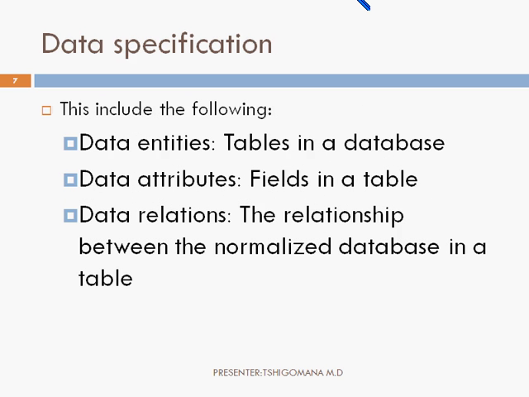Data specification. Now, in data specification, you must include the following. You must include data entities, data attributes, data relations. Now, what are these data entities? Data entities are tables in a database. The data attributes are the fields in a database. The data relations are the relationships between the tables in a normalized database. In other words, in your data specification part, you must include all the things that are here: the data entities, the data attributes, the data relations, etc.